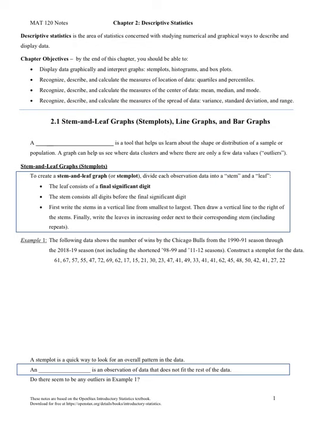And we'll see right here that a statistical graph is a tool that helps us learn about the shape or distribution of a sample or a population. Let's start out with the stem and leaf graph in example 1.